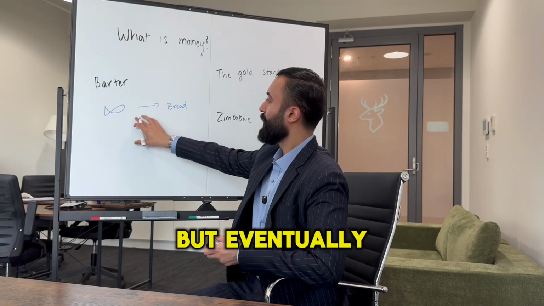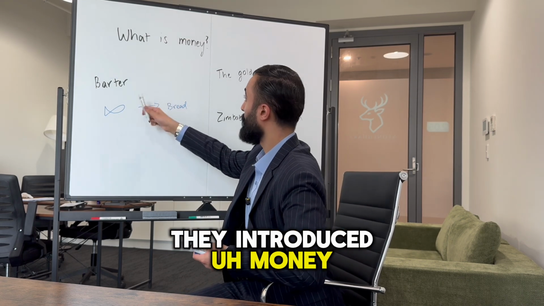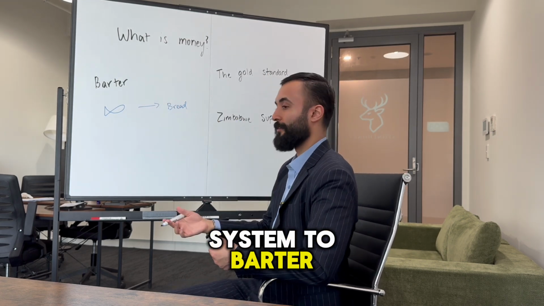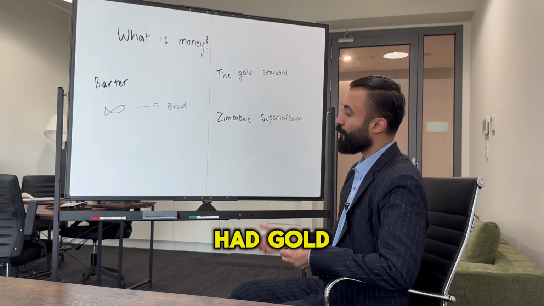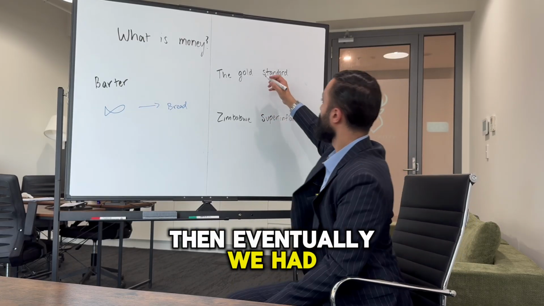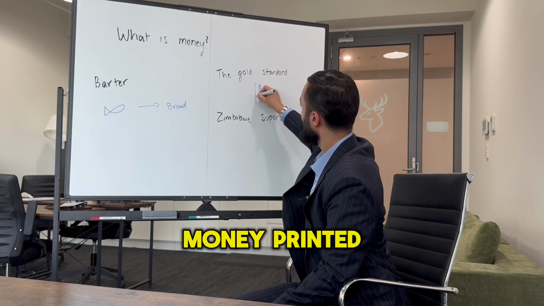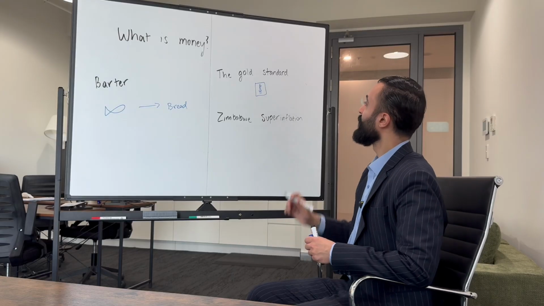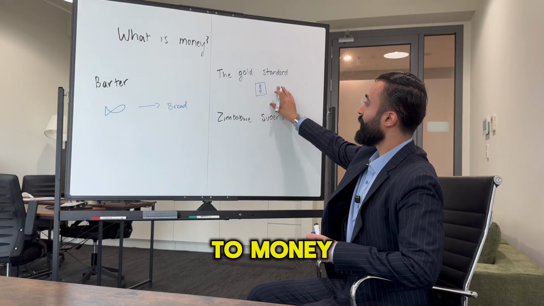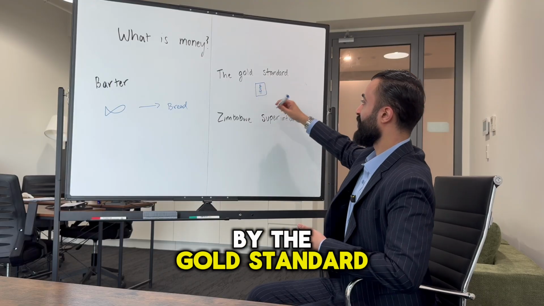But eventually, in order to fill this gap in between bartering, they introduced money, and money is a system to barter. So back in the day, we used to have gold. The Romans, they had gold coins, and then eventually we had currency. So we had money printed on paper or on dollar bills. It gave us access to money without having to carry around all that gold. And money was backed by the gold standard.